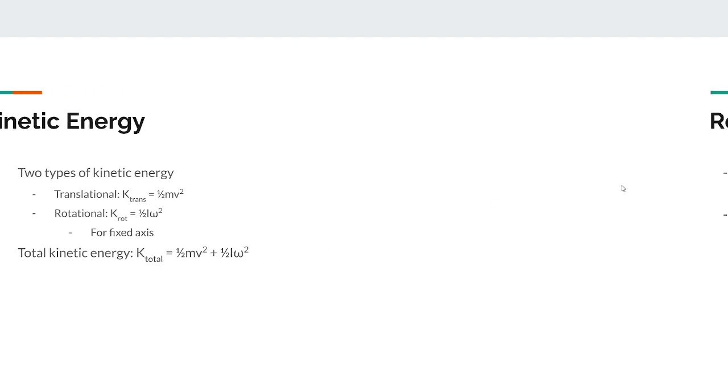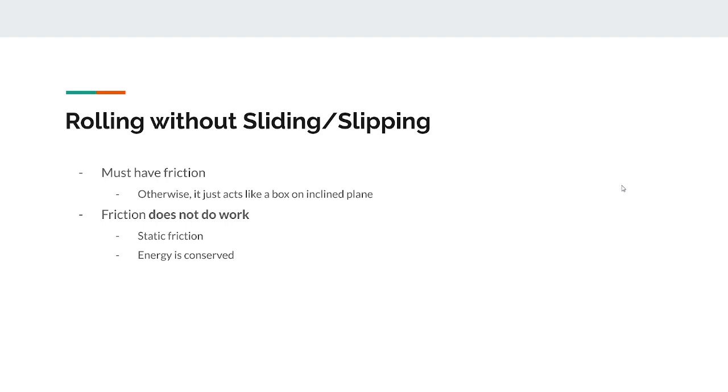And remember that rotational is for a fixed axis. So our total kinetic energy is as shown here, which is 1 over 2 mv squared plus 1 over 2 I omega squared. And there's one more thing, which is rolling without sliding or slipping. There are two types of rolling: one is with sliding or slipping, and one is without. The big thing about without is that there must be some amount of friction, or else it'll slide and act basically like a box or any other object sliding down an inclined plane.